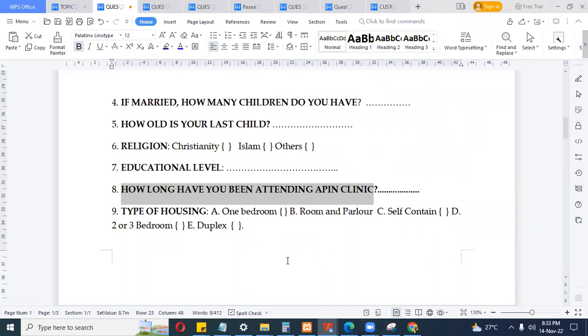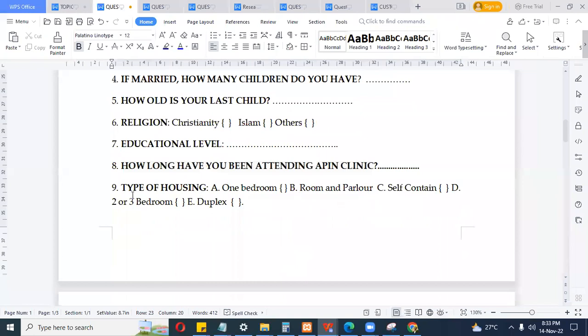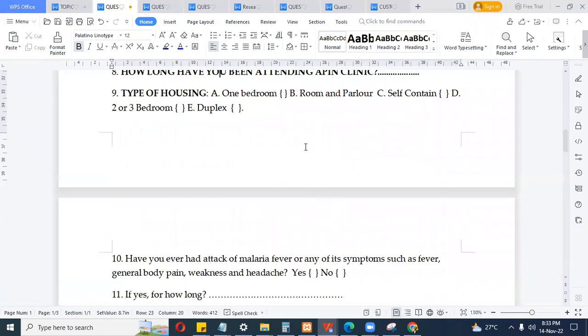So you see, you have issues with just leaving it open-ended that way. What type of housing? 1 bedroom, room and parlor, self-contained, 2 or 3 bedroom duplex. Self-contained, I just mean to say just 1 room. So this covers it all. That's exhaustive enough.